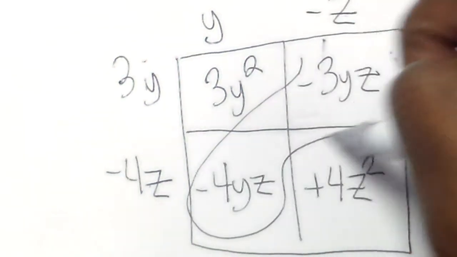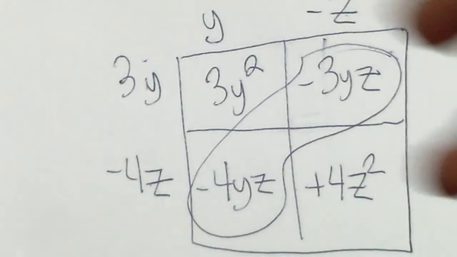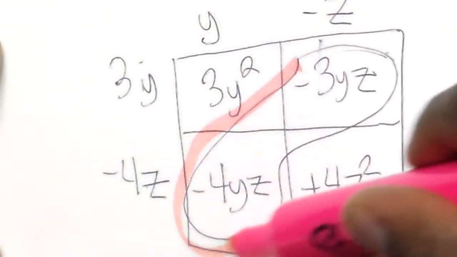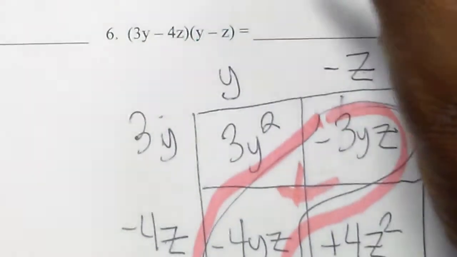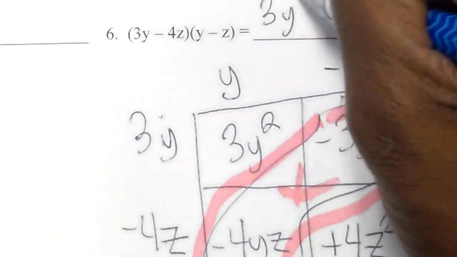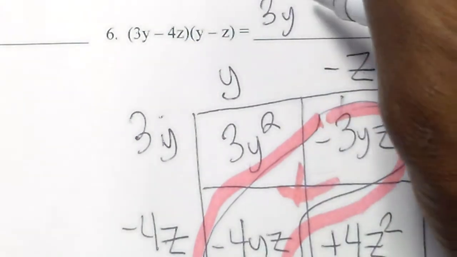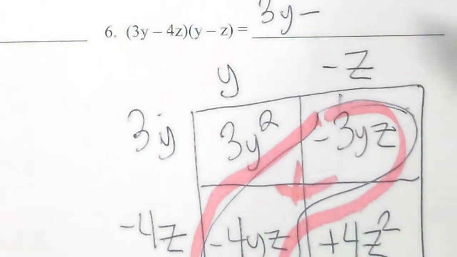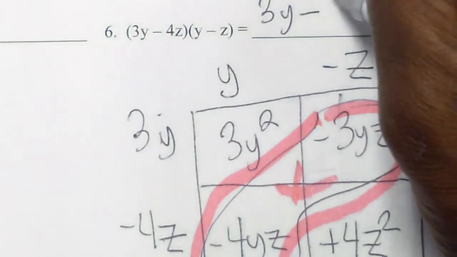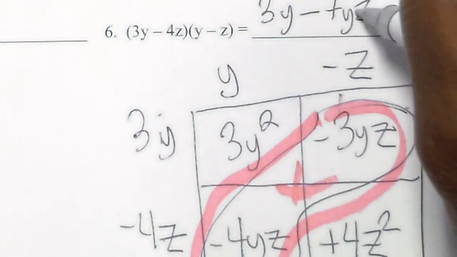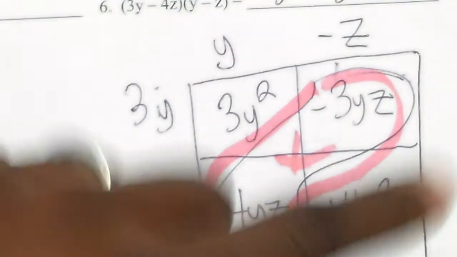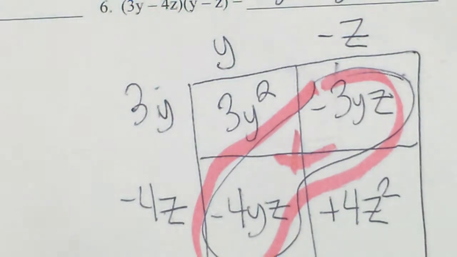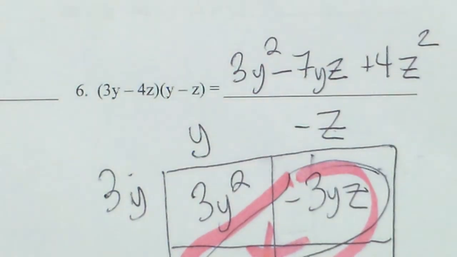Combine like terms. Oh wait, I want to use my pink marker. There we go. And the final answer should have been 3y squared. Two negatives make a negative, because we're just adding, 7yz plus 4z squared. So your answer would be top, middle terms, and then the bottom. Got it? Any questions?